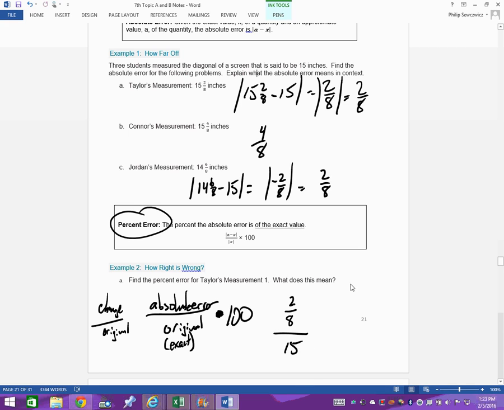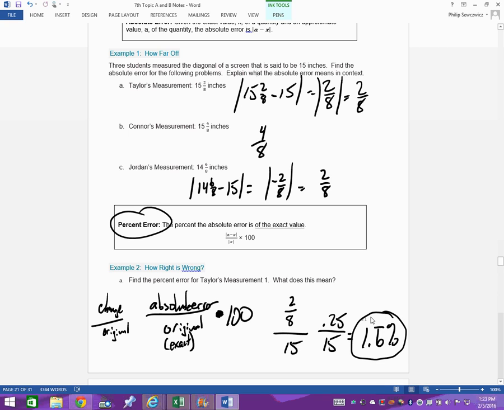So what we can do here is we can use our friendly calculator. We can change things into decimals here. 2/8 is the same as a fourth. A fourth is the same as 25/100ths. So if you punch in your calculator, 25/100ths divided by 15, and then multiply it by 100 to change it into your percent, you should get 1.6 repeating percent. So the percent error was 1.6%. Now, what does that mean? They're off by 1.6%.